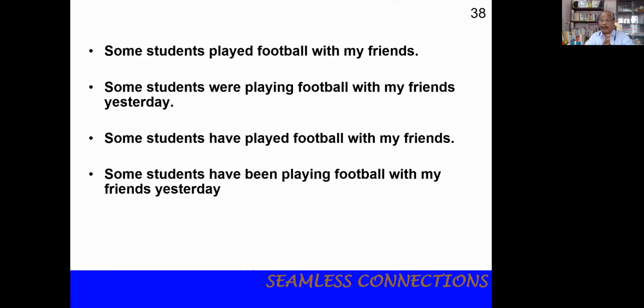And the fourth form, some students have been playing football with my friends yesterday. There has been playing, here have been playing, plural. So, next, future.